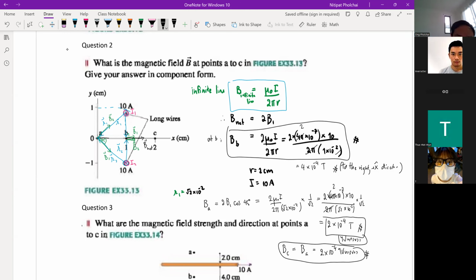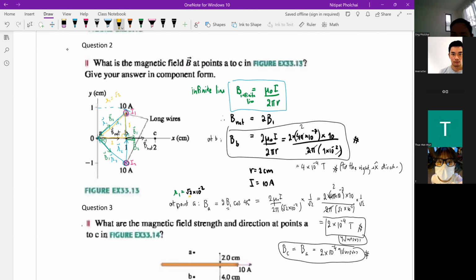Overall, my sum of B is going to be this one. So I have to project B1 and B2 on the x-axis, and the y-axis components will cancel out. So basically at point A, my BA is going to be 2 B1 cosine 45 degrees. And now I have to be careful because my R1 is different than before. It's further, it's longer, right? So I have this triangle, and my R1 in this case is going to be square root 2, because of Pythagoras. So my R1 is square root 2 centimeters.